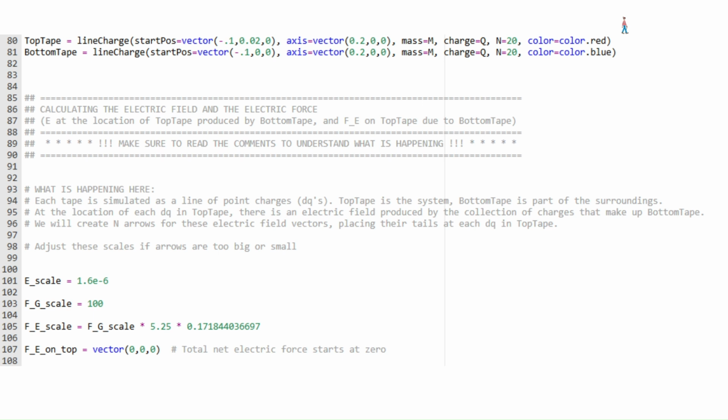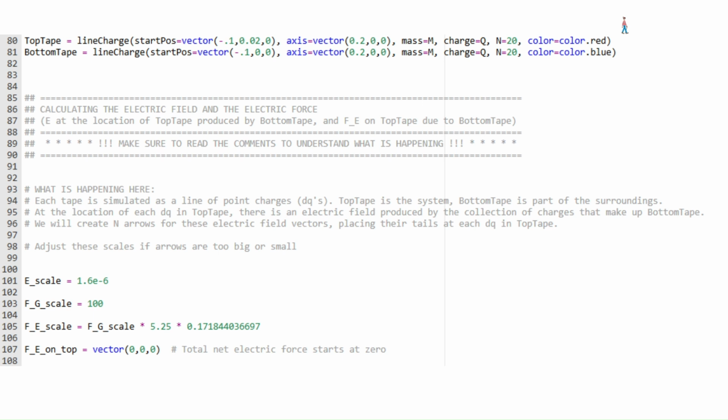Here at the top, we have the position vectors for the top and the bottom tape, along with their mass, charge, and how many point charges there were. As you can see, the top tape is 0.02 meters above the bottom tape. This is because in real life, it floated 0.02 meters above the bottom tape. And we set n equal to 20 for each because we decided to use 20 point charges to model each piece of tape.